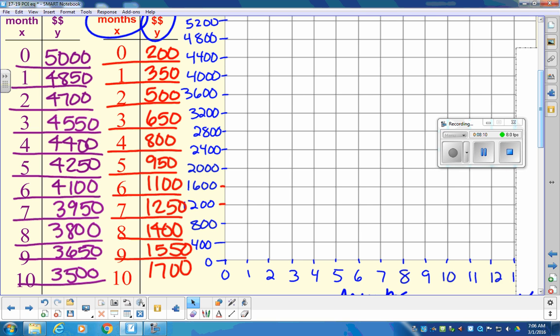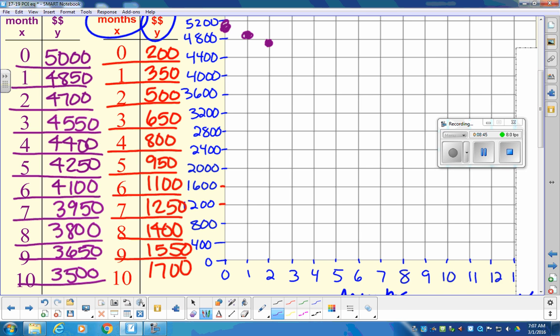All right, so it's going to be a little bit of a guessing game here on graphing this particular problem. So you should be scaling up by 400s on the y-axis, go by 1s on the x-axis. We're looking for the point of intersection on the graph. Hopefully we find one. If not, we're going to have to go to that equation. So 0, 5,000. At month 0, you have $5,000 in your bank account. At month 1, you have $4,850. At month 2, you have $4,700. Should be linear. It should be a straight line.